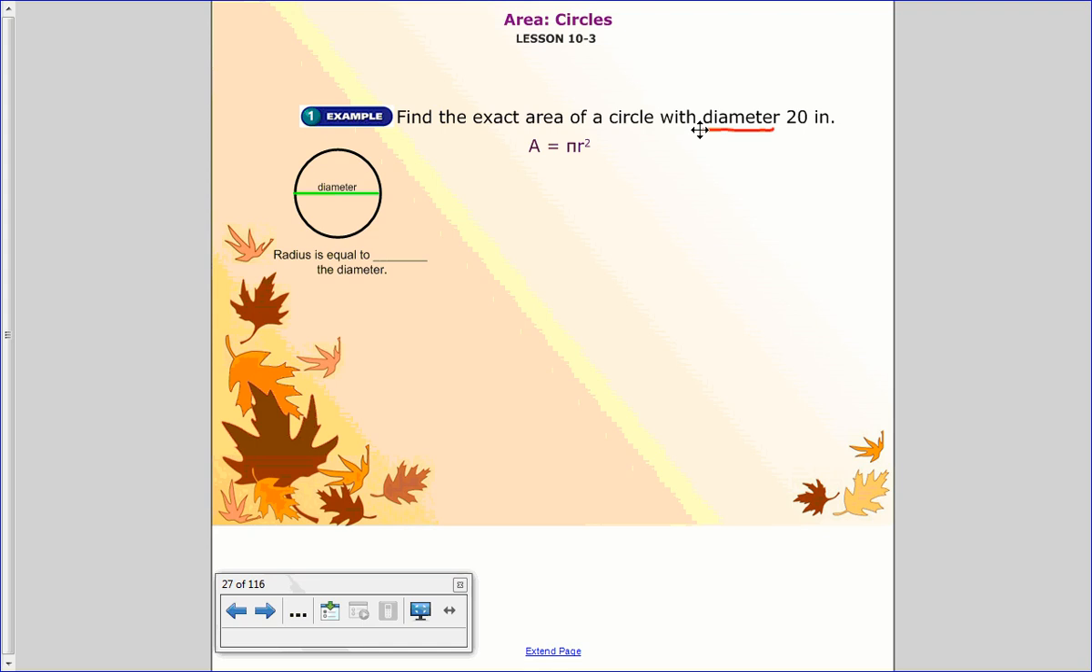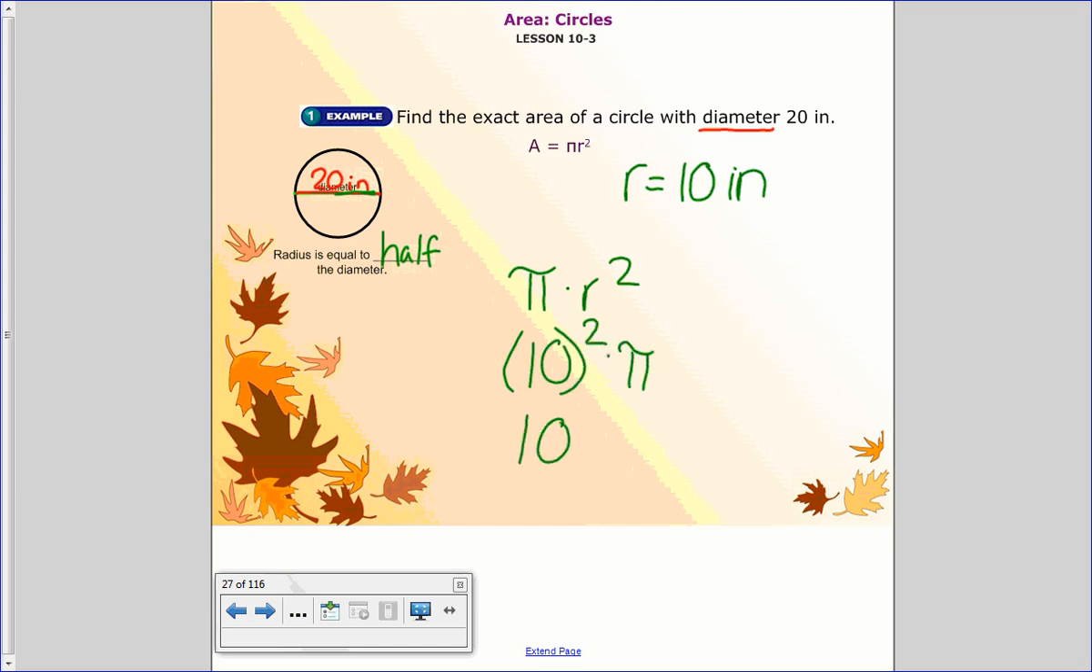All right, so if we're talking about the diameter being 20 inches, that means that all the way across is 20 inches. Well, we want just the radius, which is half of that. So the radius is equal to half the diameter. So the radius here is not 20, it's actually 10 inches. So please make sure you're looking at radius versus diameter. Now you can fill in that formula. Pi times radius squared, well, the radius is 10 squared times pi, and you get 100 pi inches squared. And because they want exact, that's your answer.